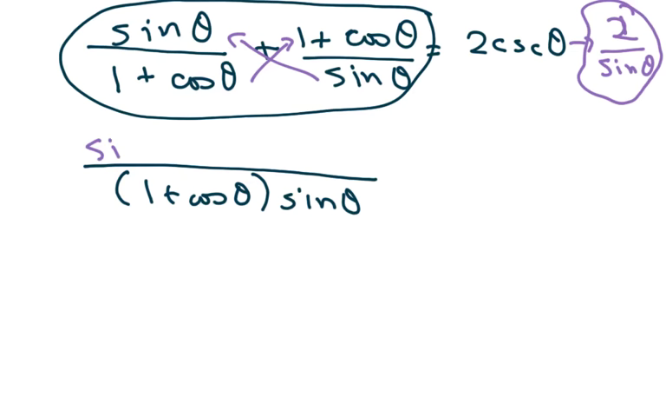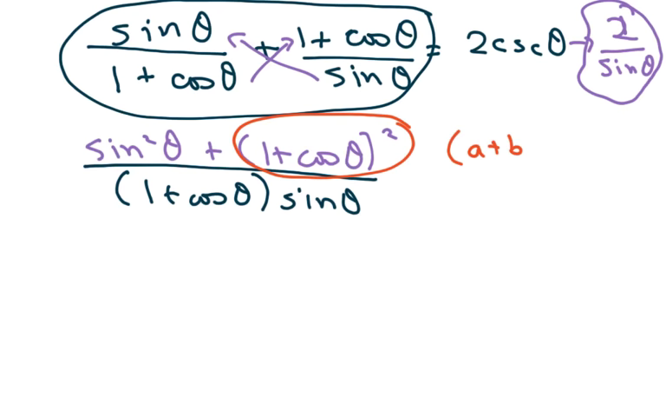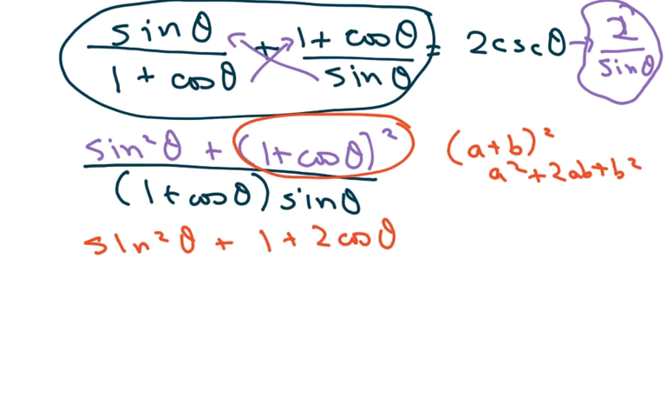I get sine squared of theta plus 1 plus cosine of theta squared. Now I know that this part here is the a plus b squared form, which is a squared plus 2ab plus b squared. So I'm going to write that out. Sine squared of theta plus, now I'm going to write this part out. 1 is my a, plus 2 cosine of theta plus cosine squared of theta.